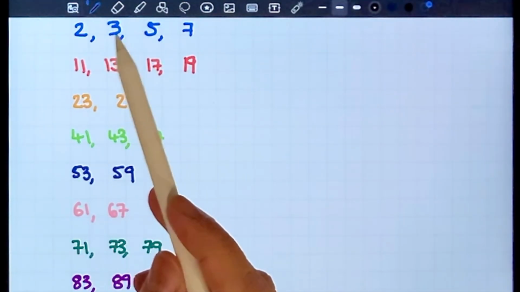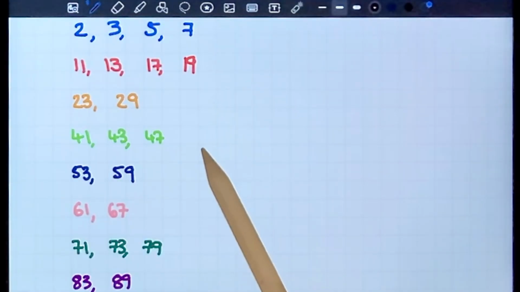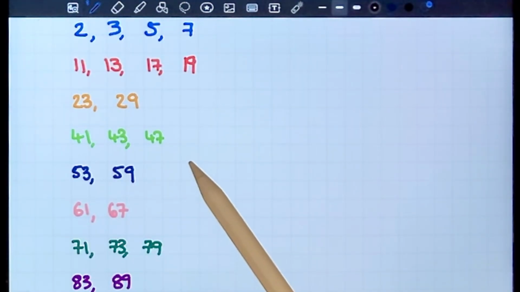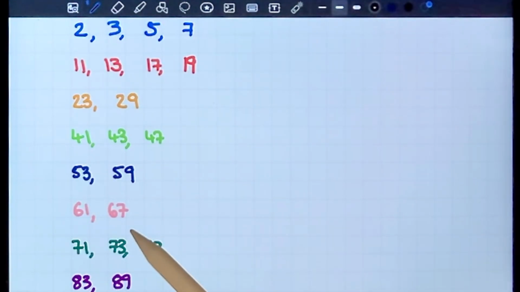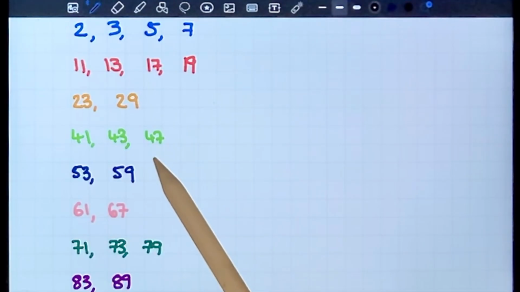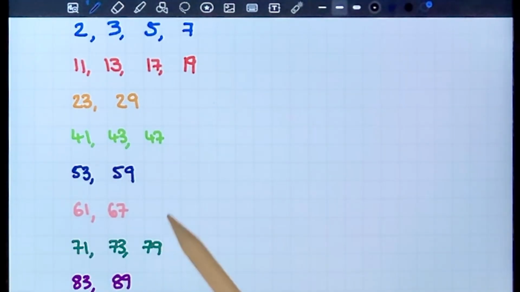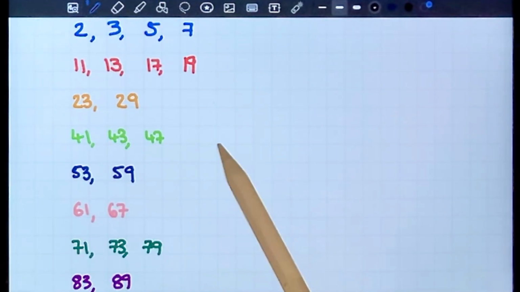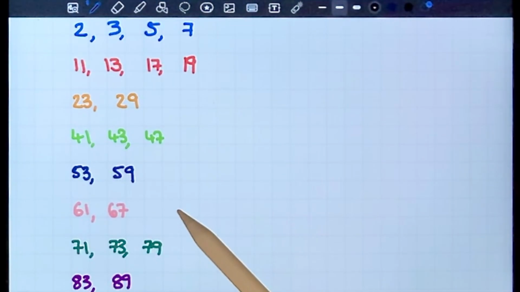So those are the prime numbers between 0 and 100, and you don't need to learn them off by heart, but it's good to have this list and be familiar with these numbers so that you can recognize them when you're doing a test or an exam or any problem that involves prime numbers.